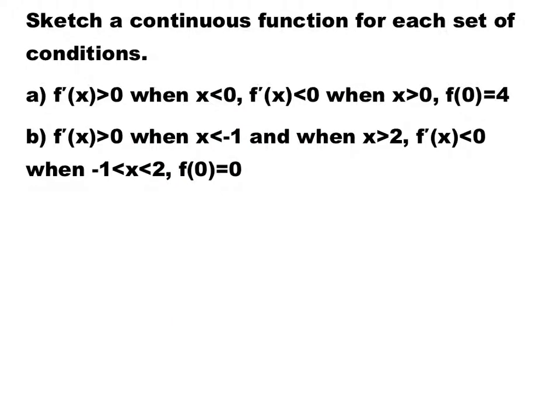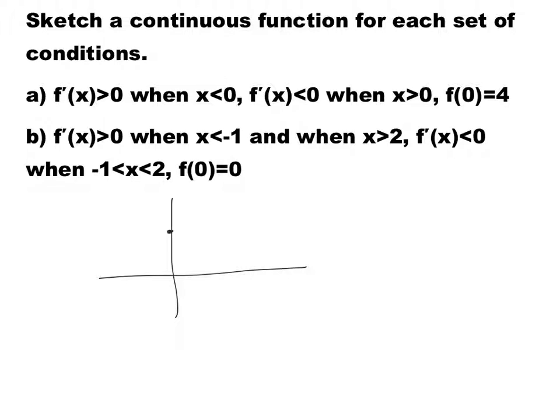The next question says, sketch a continuous function for each set of conditions. The first one says, f prime is greater than 0 when x is less than 0, f prime is less than 0 when x is greater than 0, and f of 0 is equal to 4. So for this part, we know that f of 0 is 4. So let's say 4 is here. So this is our function here.